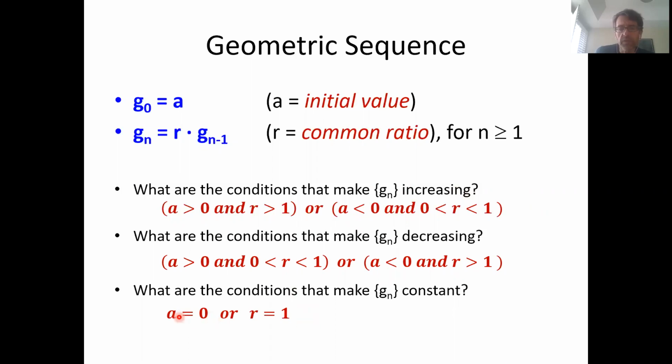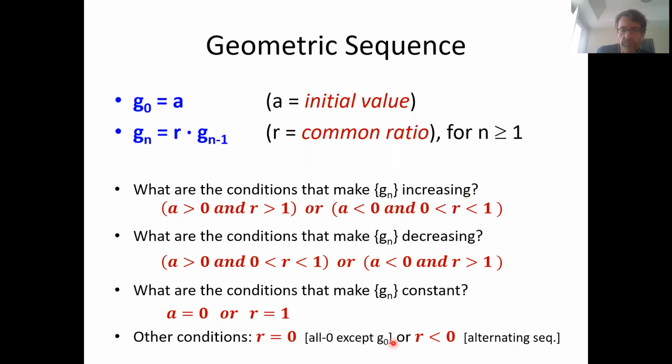Constant, well, if you start from 0, you always get a constant, right? It's going to be 0. Or if your ratio is 1, you just don't change. The sequence remains the same. There are funny cases, right? Like if R is smaller than 0, you have an alternating sequence.